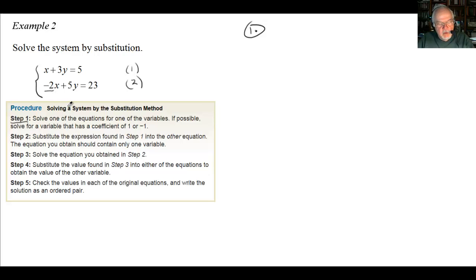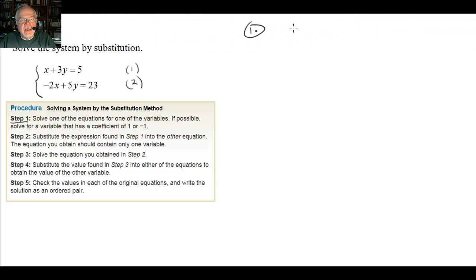Well, that's not a minus 1 coefficient. That's a coefficient of minus 2. Well, that's not a coefficient of 1 either. That's a coefficient of plus 5. That's plus 3. What do we got here? That's an implicit 1. So that's what we're going to solve for. And it also tells us we're going to use equation 1, and we're going to solve for x.